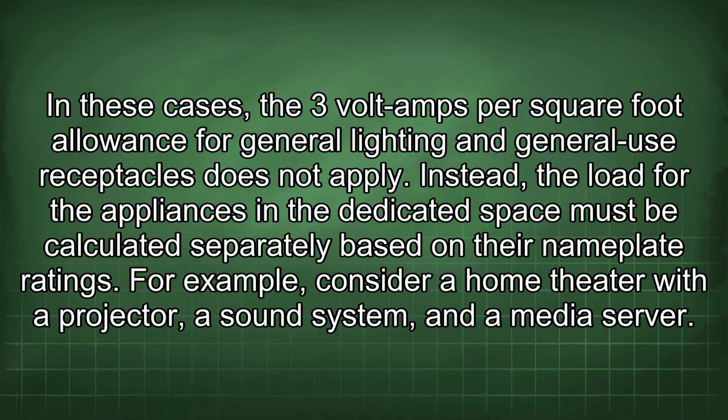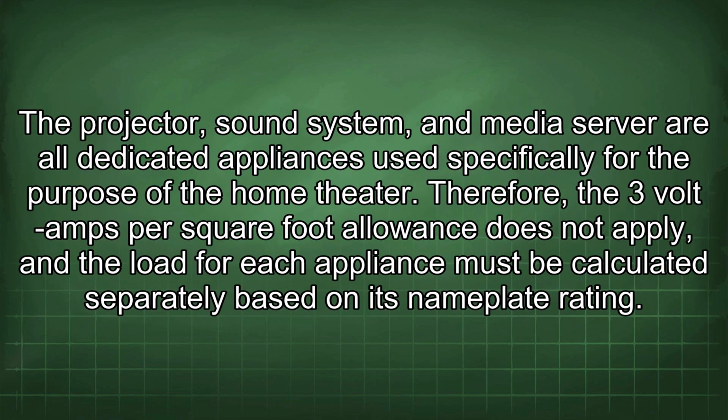In these cases, the 3 volt amps per square foot allowance for general lighting and general use receptacles does not apply. Instead, the load for the appliances in a dedicated space must be calculated separately based on their nameplate ratings. For example, consider a home theater with a projector, a sound system, and a media server. The projector, sound system, and media server are all dedicated appliances used specifically for the purpose of a home theater. Therefore, the 3 volt amps per square foot allowance does not apply, and the load for each appliance must be calculated separately based on its nameplate rating.